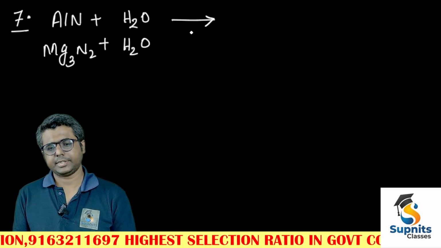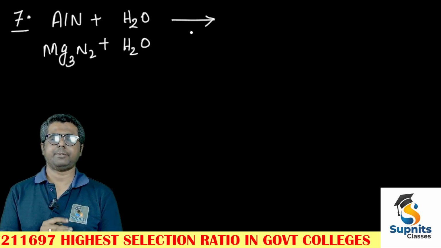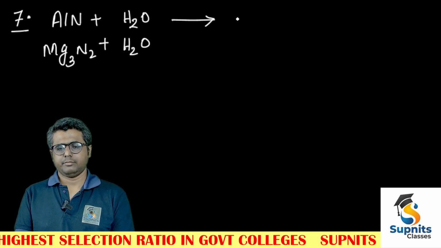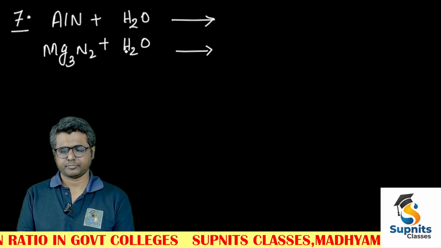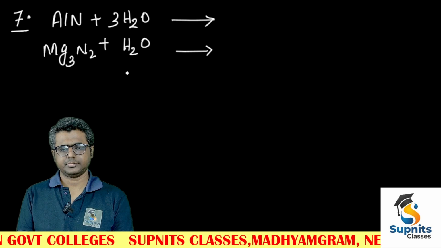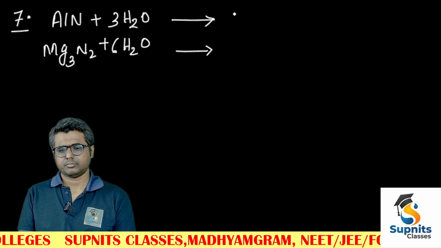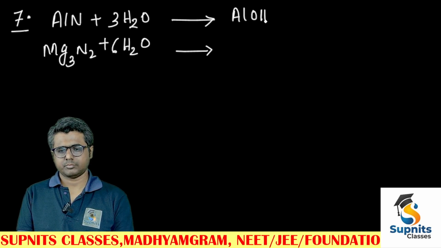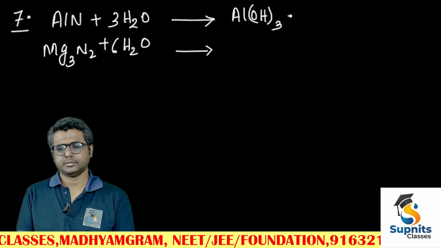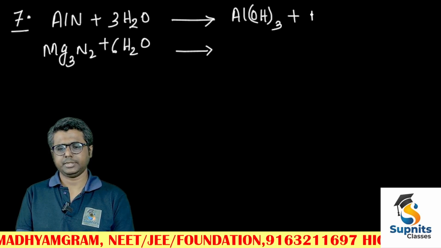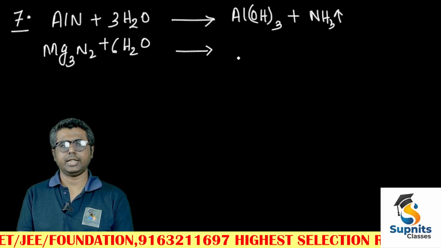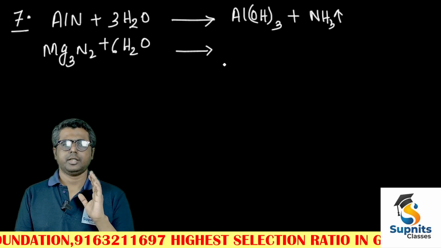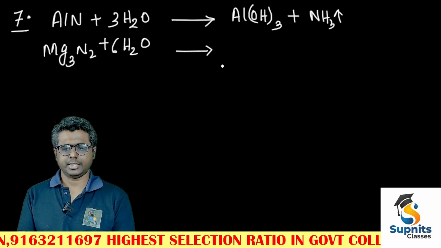Can you complete the reaction? Aluminum nitride and magnesium nitride with warm water will give hydroxide plus NH3. So, I am writing the balanced reaction. Aluminum hydroxide plus NH3. Please note down everything. Remember, as you are writing, you are understanding, everything is getting set in your brain, and that is very important.